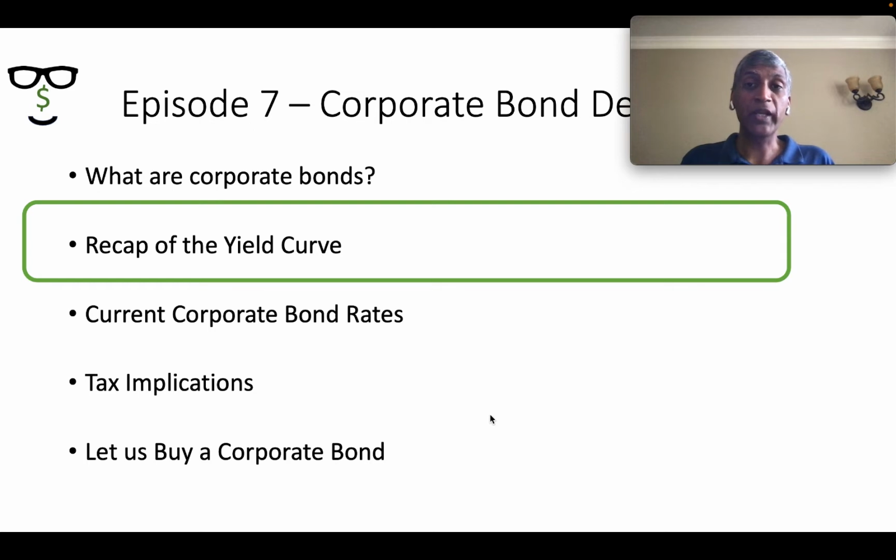Okay, before we get deeper, we're going to start recapping what the yield curve is so you will have that context. We're going to look at what today's corporate bond rates are across the various creditworthiness levels, the AAA, the AA, and the single A. And then we're going to start putting them all together, meaning put treasuries, agencies, munis, and add corporates into the mix on a tax adjusted basis and see what happens. And then we'll buy a bond.